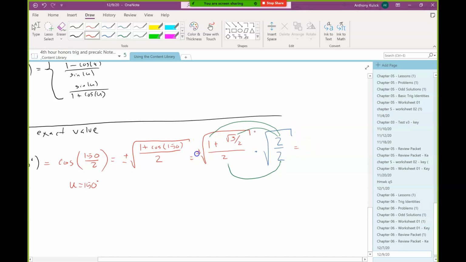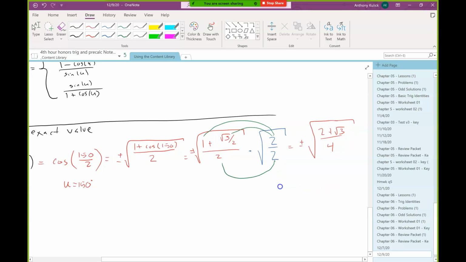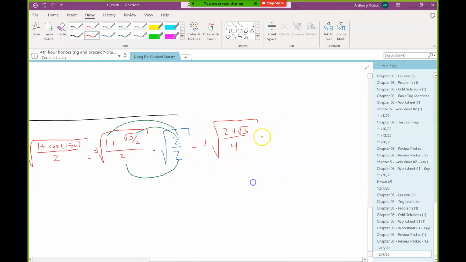Oops, forgot to write my plus or minus there. So that's going to give me 2 plus root 3 over 4. And the square root of 4 is just 2. So I can rewrite it like that.